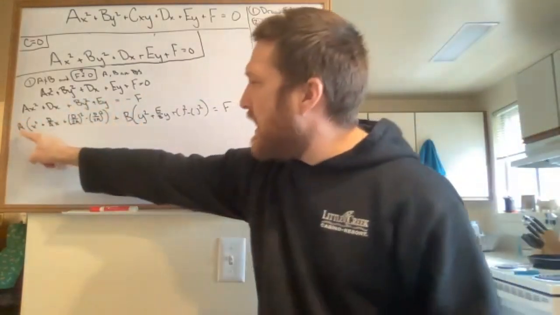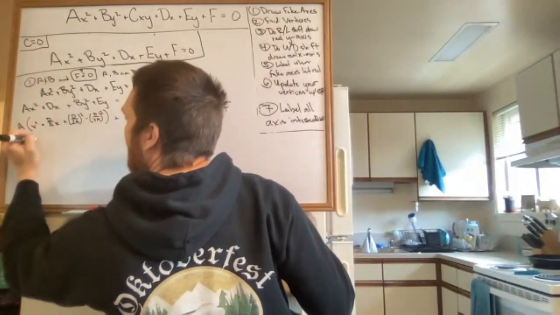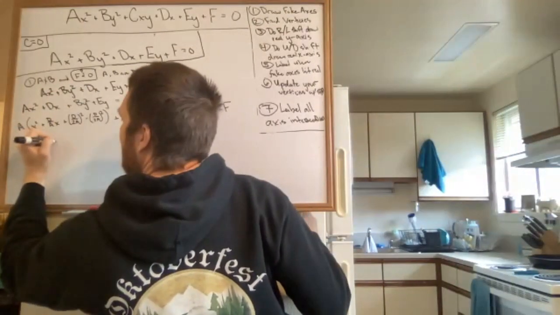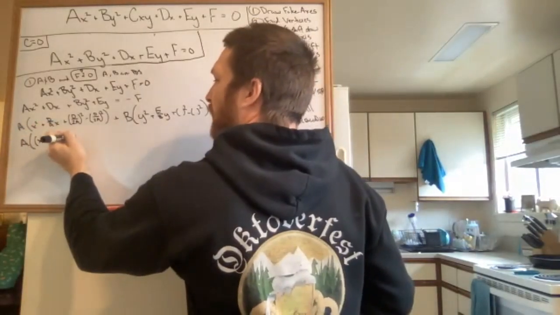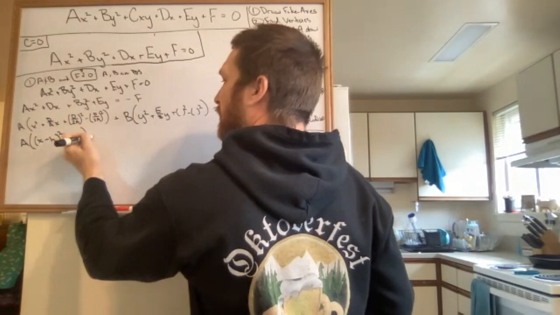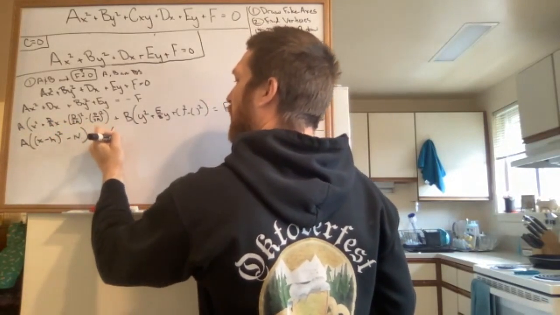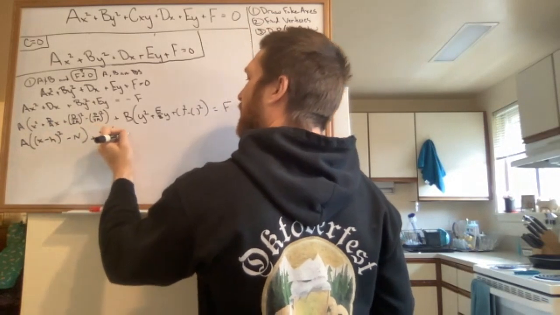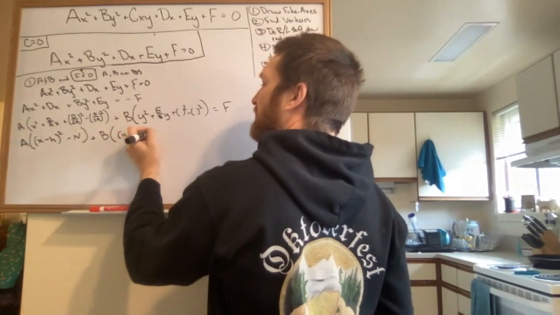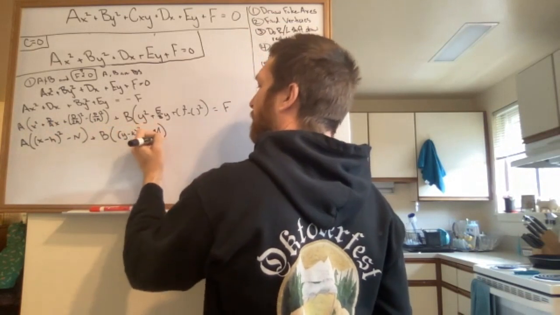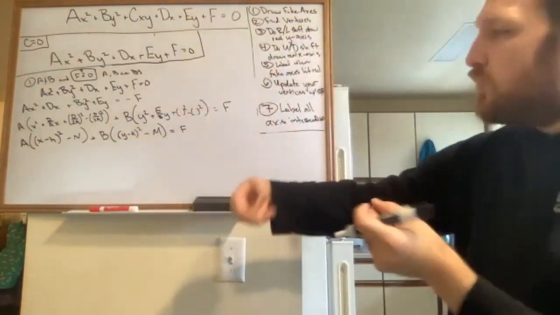We'll have an a times something squared. Why don't we call it a times (x minus h) squared minus some number, we'll call it n, plus b times (y minus some number, let's call it k) squared, minus some number, we'll call it m, equals f. And we move along, right?